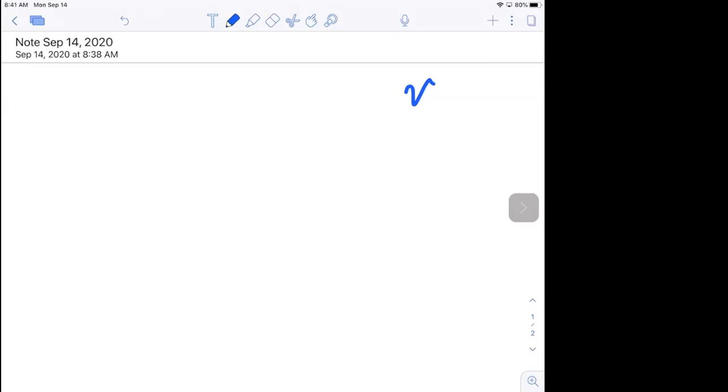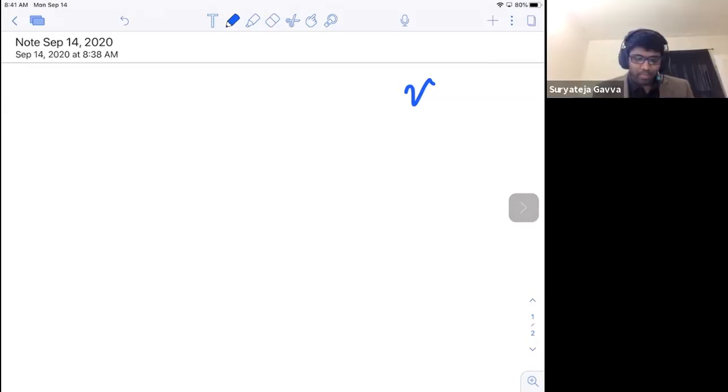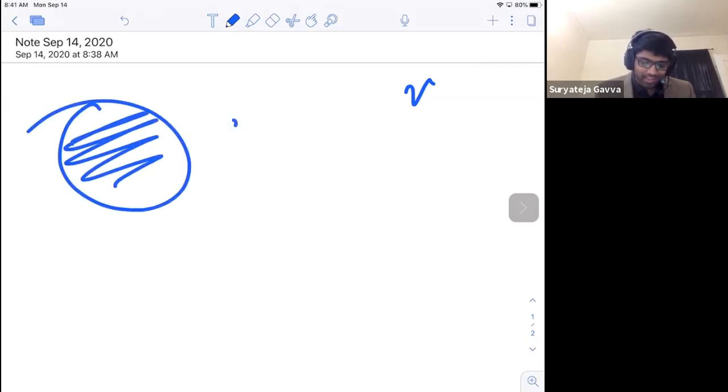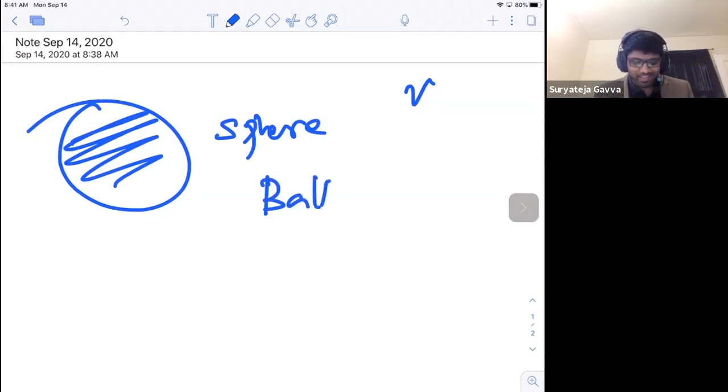What's the difference between a sphere then? A sphere is like this. The surface of the sphere is a sphere, right? And the inside is not called a sphere. It's called a ball, right? Is that okay?